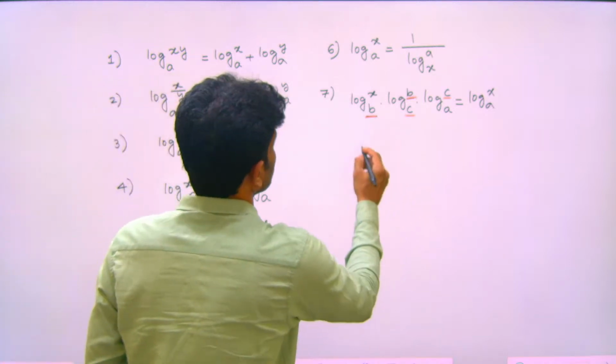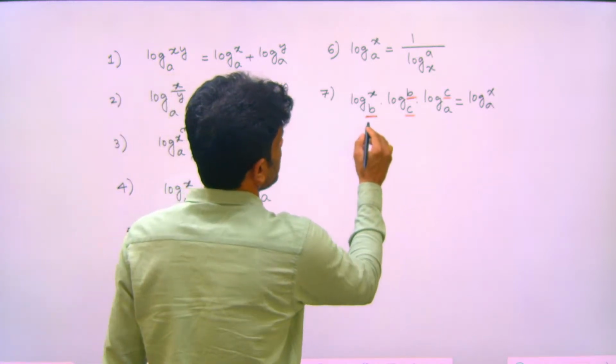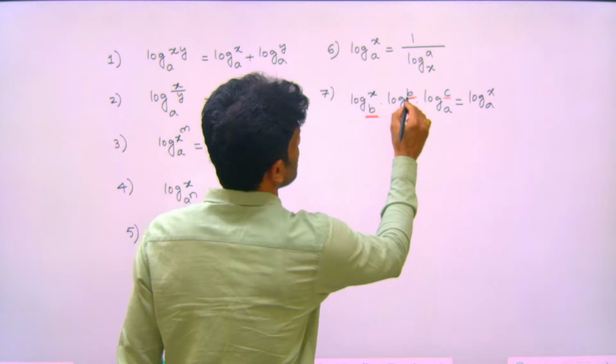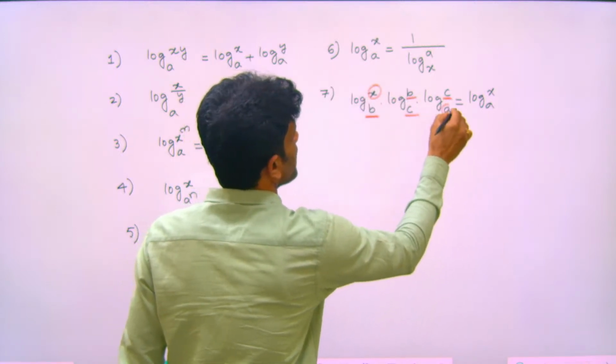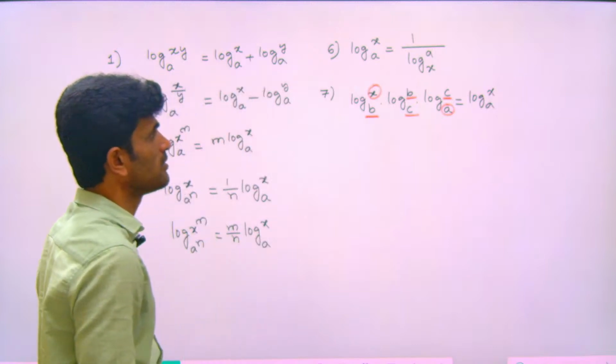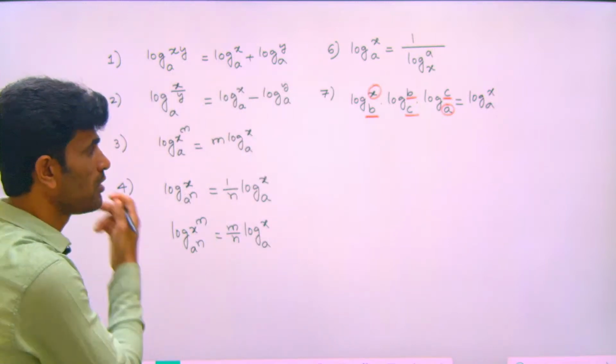So this is one more law. What you have to remember here: the base and this up number, these two numbers are the same. Then you take this number and the last number in the result. So that is one more law.